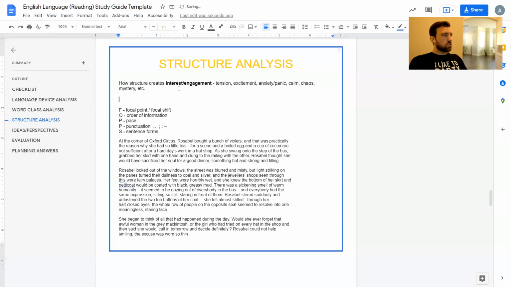The other thing you can do if you want a bit more detail about this, you can go to ututoring.com/structure, and that will give you a bit more detail on the F, the O, the P, and the S. I don't have a pace one on there, I don't think, but pace is determined, as I said, mostly through punctuation and sentence forms anyway.